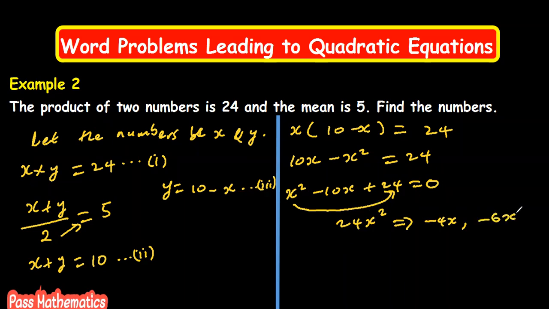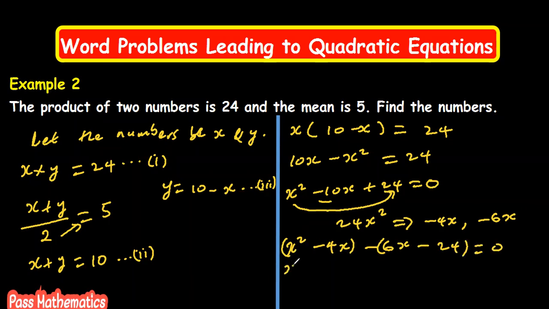Minus 6x. Yes, so we replace these two numbers or factors, by taking away this minus 10x, to replace this minus 10x with these two factors. So let's see, x squared minus 4x here, and then minus 6x in brackets, then minus 24 equal to 0.